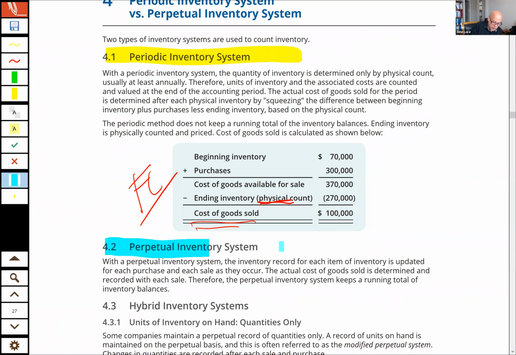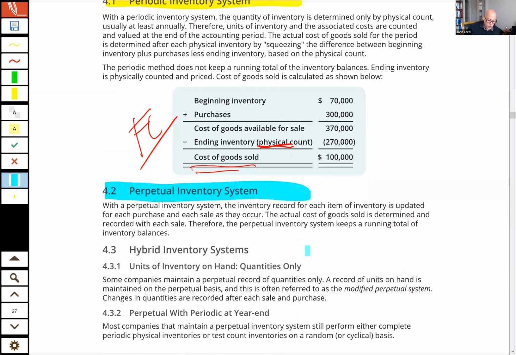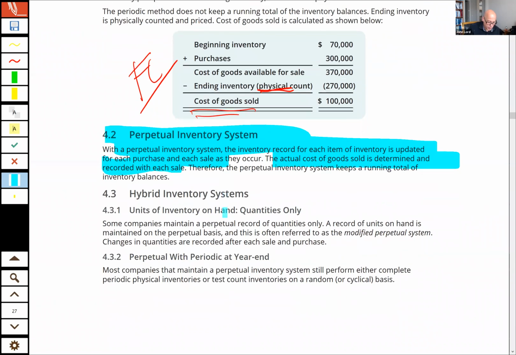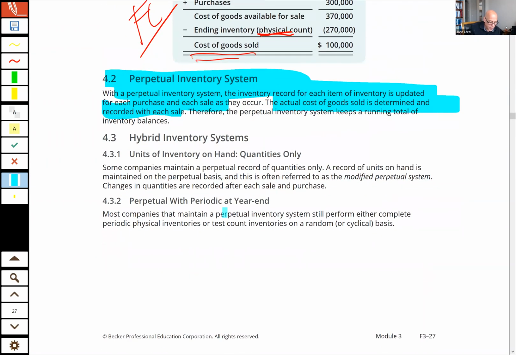Okay. But here we are now, we've got this periodic method. Now we're going to look at this perpetual method. With the perpetual method, we will have to calculate our inventory and our cost of goods sold after each purchase and then after each sale of our inventory. So we calculate our inventory balances when we make a purchase of inventory. It's going to increase our inventory balance, obviously. And then when we sell items, we'll account for that inventory by decreasing our inventory. Okay, good.